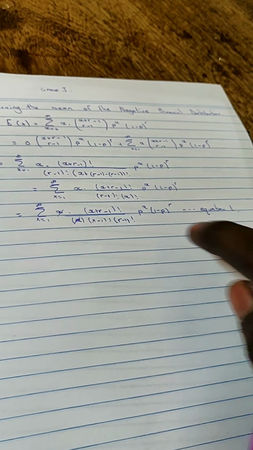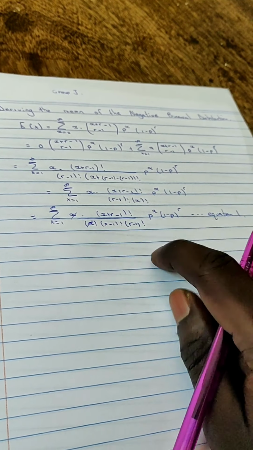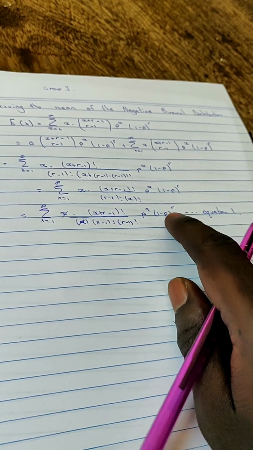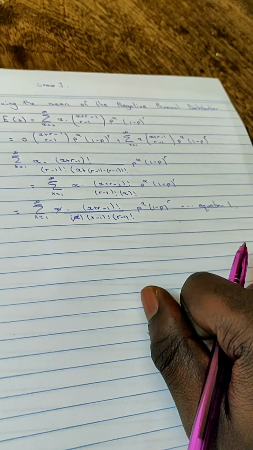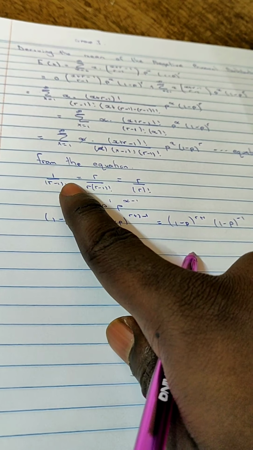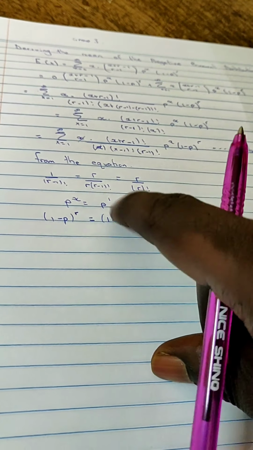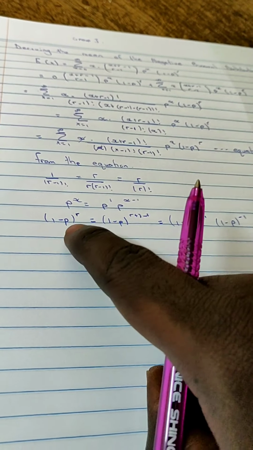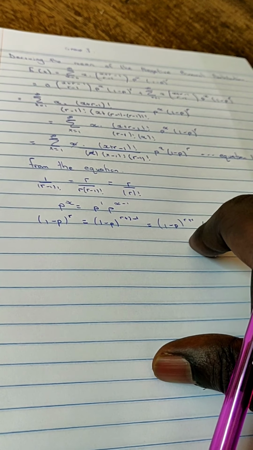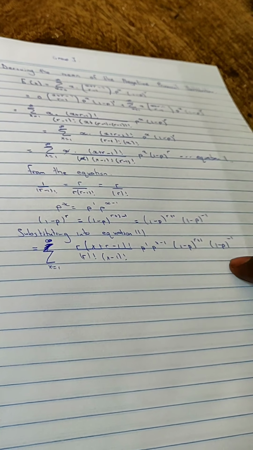Now we are going to express r minus 1 factorial into another format, and also p power x and also 1 minus p power r. From the equation, 1 over r minus 1 factorial goes to this, and p power x goes to this. 1 minus p power r goes to this one. So substitute this into equation 1. After substituting into our equation, we remain with this one.